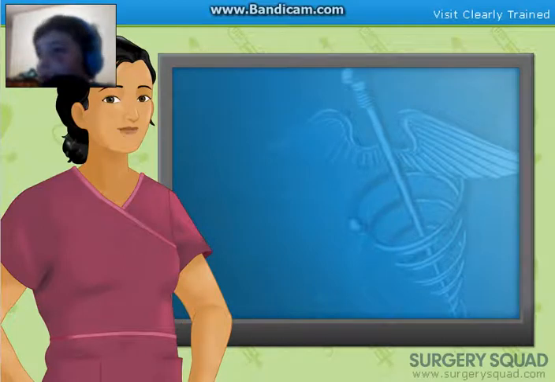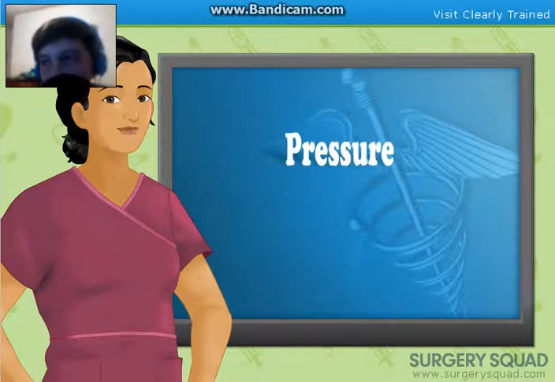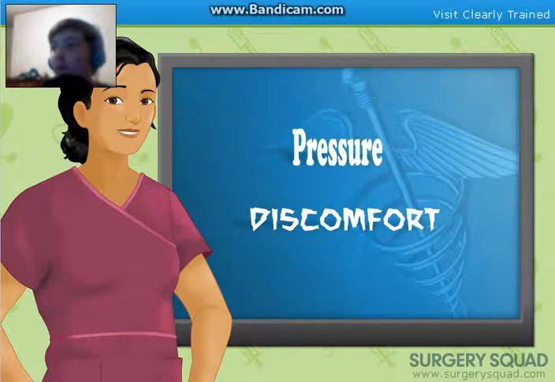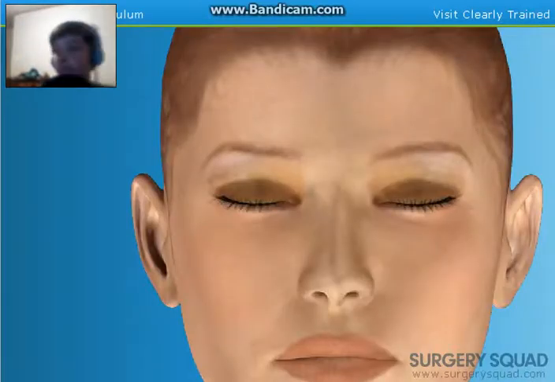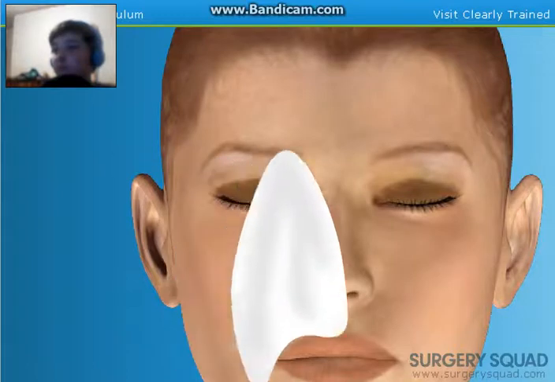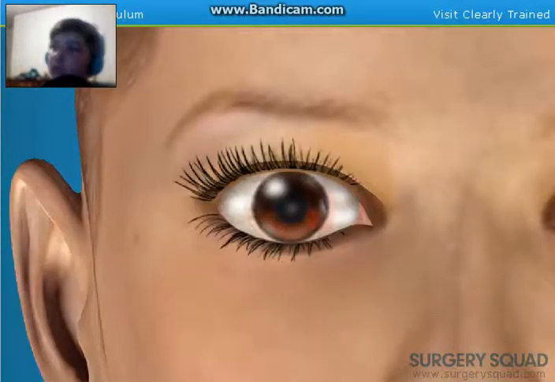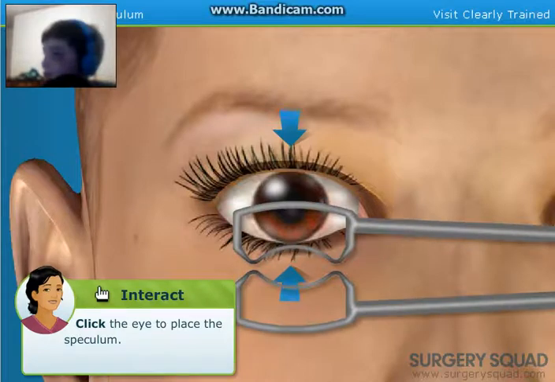Even with numbing eye drops, it's possible that the patient can feel pressure and mild discomfort, but they do help with most or all the pain. Debris can complicate the procedure, so we need to make sure that the area around the eye is clean. Now that the area around the eye is clean, we'll use a device called a speculum to hold the eyelid open wide. So let's get that speculum over the eye.